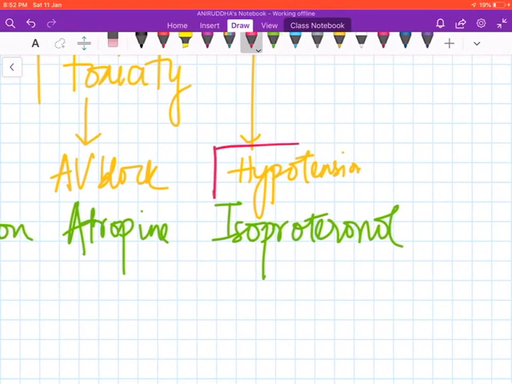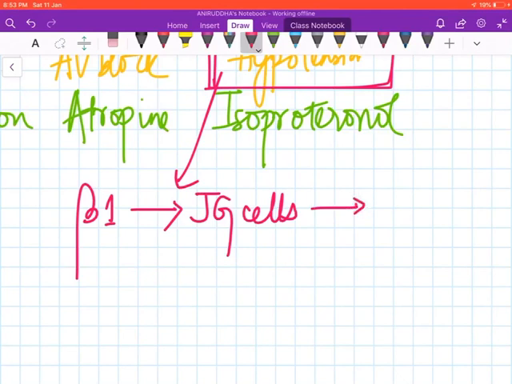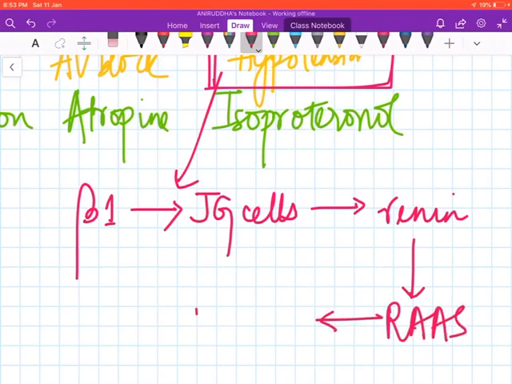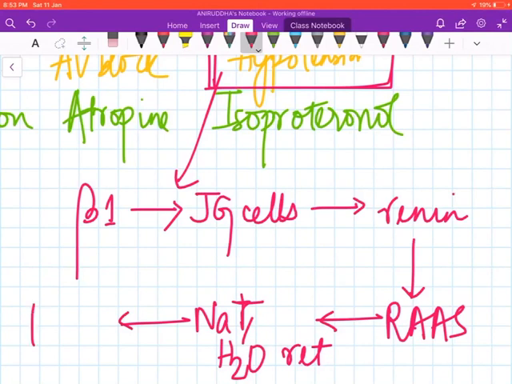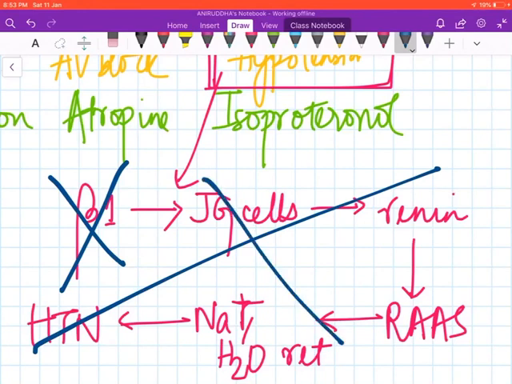Now you might get confused as to why this hypotension is developing when I've already discussed that beta 2 receptors control vasodilatation. This is due to the effect of the beta 1 receptor, and that is why beta blockers are given in hypertension. Beta 1 receptors are present on the JG cells, and mediate renin release, which activates the RAS axis, which leads to sodium and water retention. This leads to hypertension. If beta blockers are given, this entire pathway is blocked, and in case of overdose, the patient may develop hypotension.